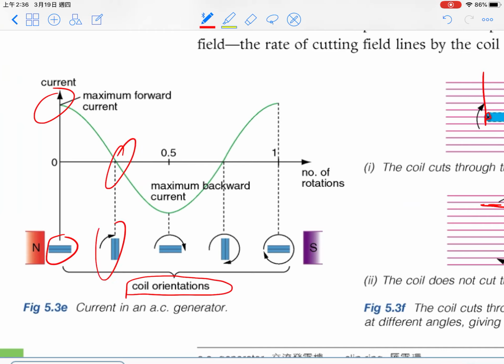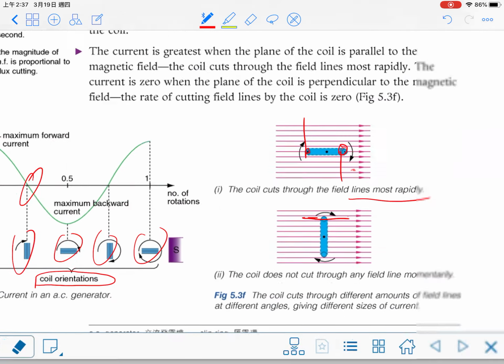Okay, so similarly we can find the induced current for one revolution of the coil. So it will be a sine wave here. Actually, it's a cosine wave. Okay, we call this a sinusoidal wave.